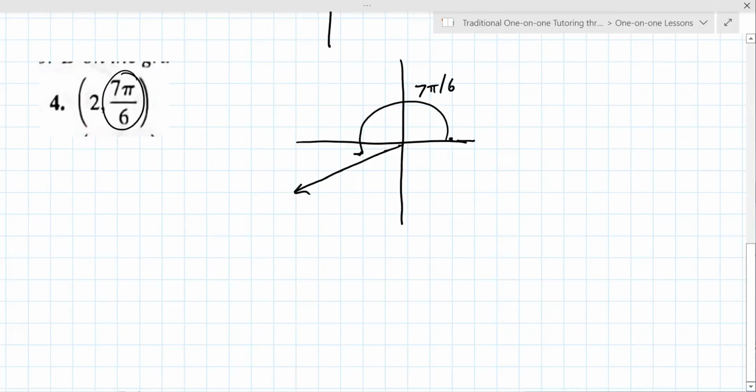But how far out is it? The 2 tells you how far from the origin you're going out. You're going out 2 units from there. It's like taking steps. Imagine you're standing here at the origin, but you're pointed at 7 pi over 6. So you step once and then you step twice, and that's where you're at.